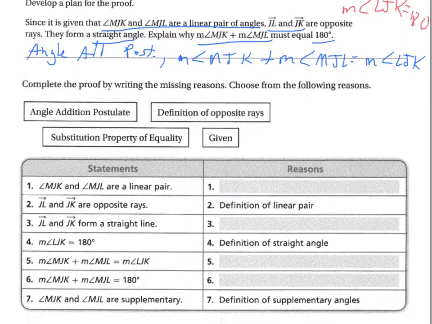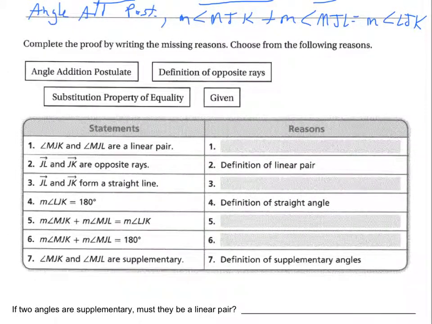So looking at the notes, here we have the proof right here. We're going to write this proof and fill in the blanks with the missing reasons. Well, the first reason we know is always going to be the given. That was given to us at the very beginning, so we can cross that option out. Then we have JL and JK are opposite rays. They're opposite rays because that's the definition of a linear pair.